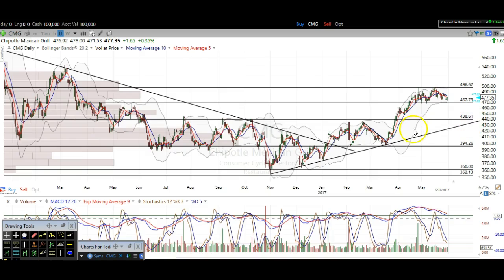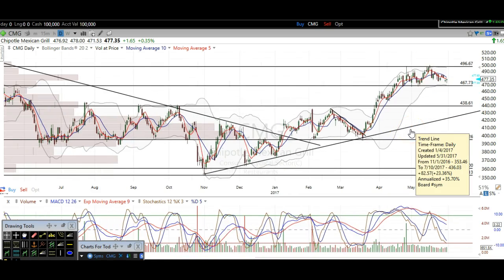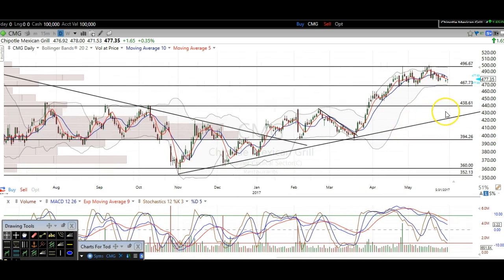If it heads lower, that level down here is going to be a really nice bounce buy zone. So right around 438 to 440 down to 430, around this area, is a really nice buy zone. So if we do get there, again, I'm not saying we're going to get there, but if we do, that's going to be a really nice buy zone around that level.